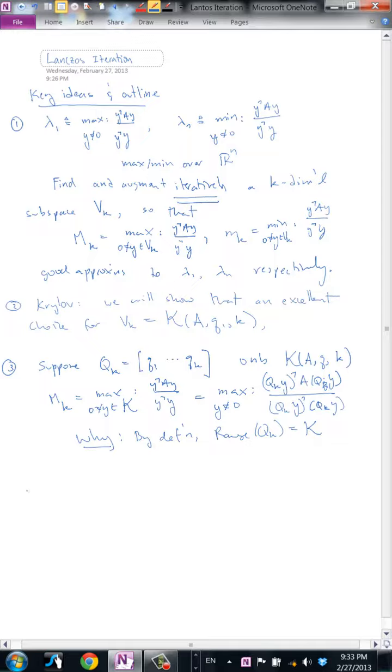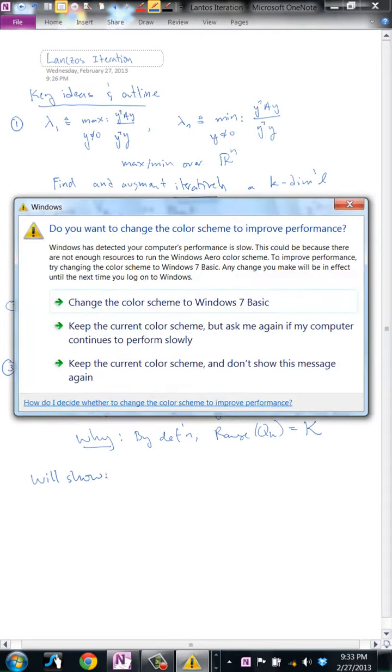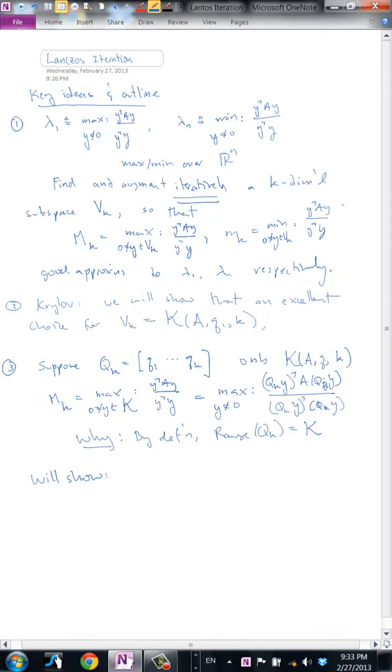So what we're going to show in this lecture is that in this case capital Mk is close to the largest eigenvalue, and little mk is close to the smallest eigenvalue. So the final point is to ask, how does this help computationally?